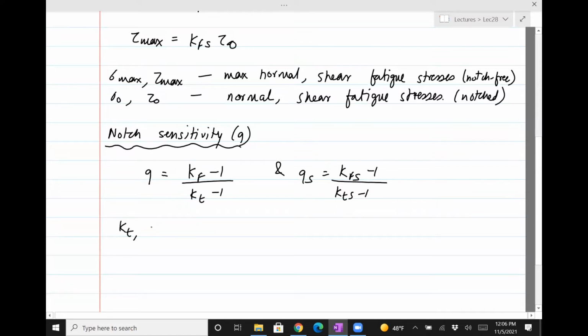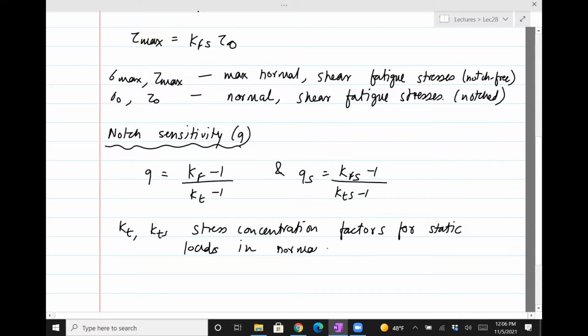So KT and KTS are stress concentration factors for static loads in normal stress and shear stress modes.